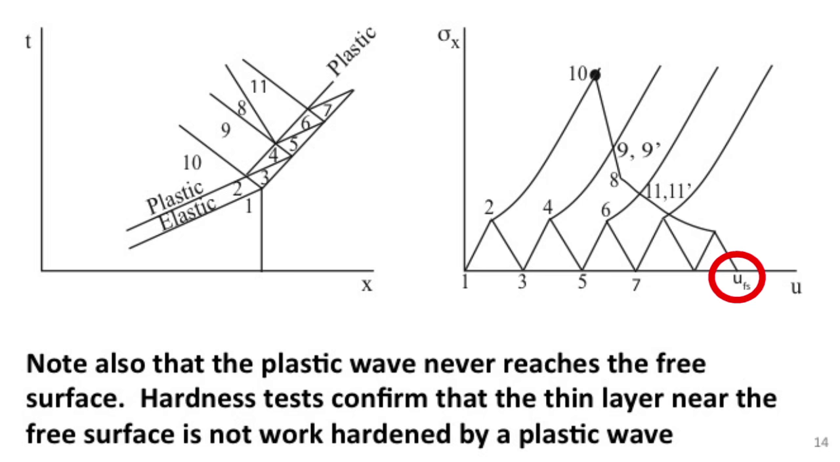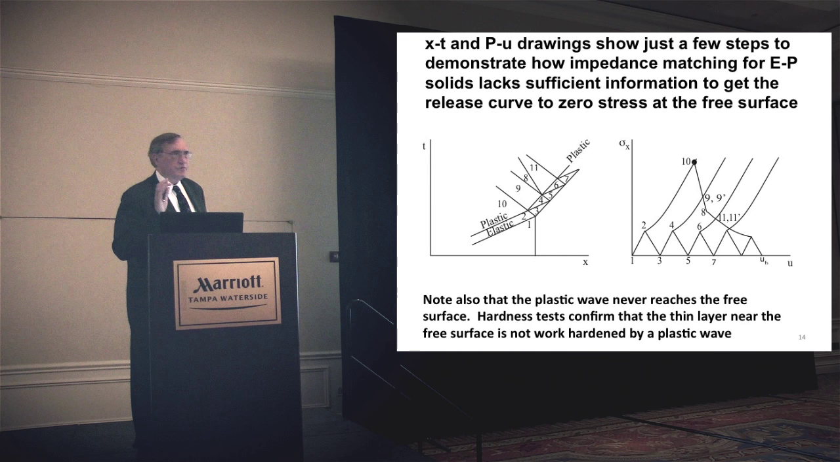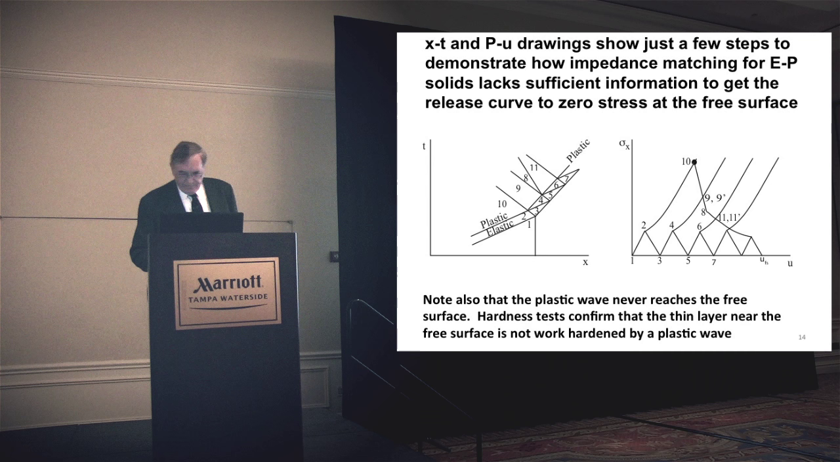Now that's sort of complicated, and if you do it correctly, and this is without hydrocode, hydrocodes obviously handle this. But if you're trying to do it as an experimentalist and trying to do it with just PU diagrams, this becomes very complicated. And so you probably won't do it that way.